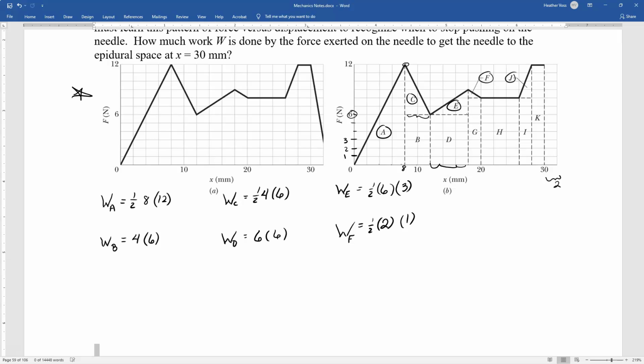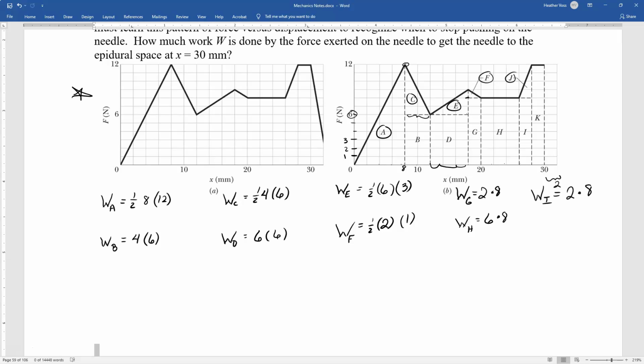My height is only 1 unit up. If I look at the work done by G, that is going to be 2 units across, and we are 6, 7, 8 units up. The work done by H is 2, 4, 6 across, and again, we are 8 units up, so 6 times 8. The work done by I is going to be 2 units across, and we are 8 units up.